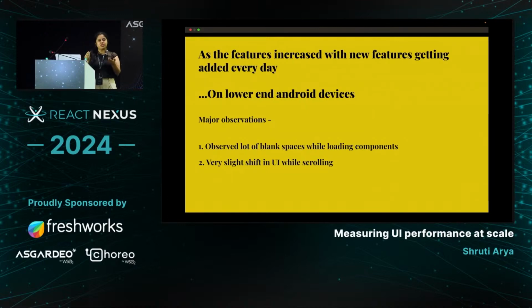So just imagine, you're scrolling. Again, this is on some very lower end Android devices. You'll probably not observe it on your high-end iPhones or any other Android device. So just imagine if you're scrolling and you're seeing that the components are slightly shifting up and down by 1 or 0.5 pixel. So that's a very, very bad user experience, right?